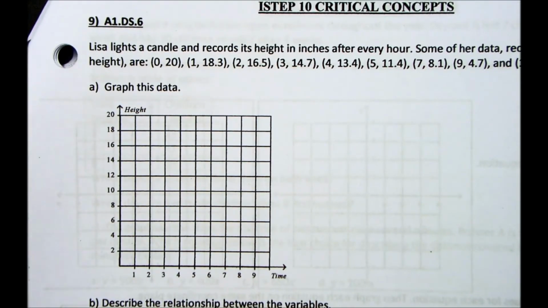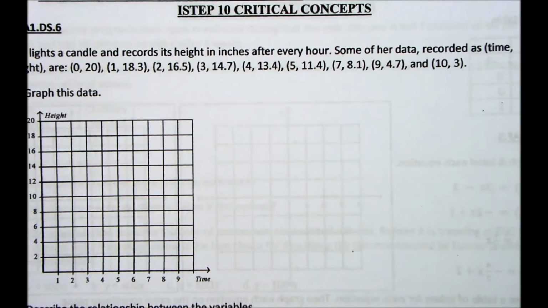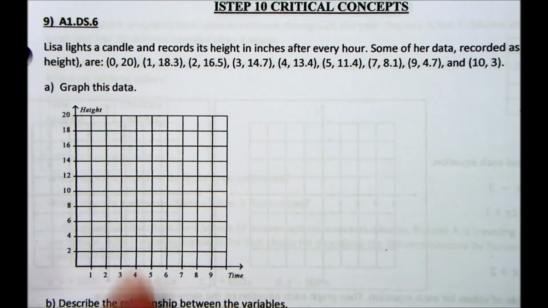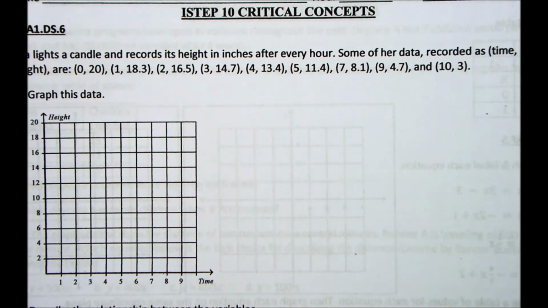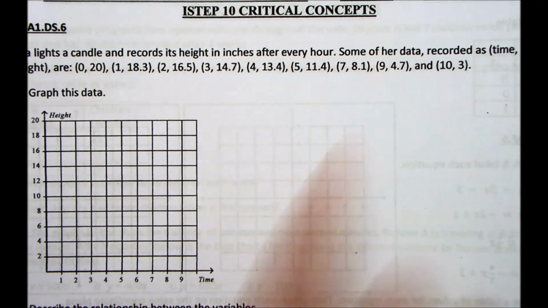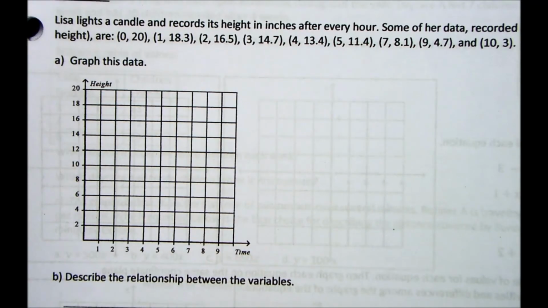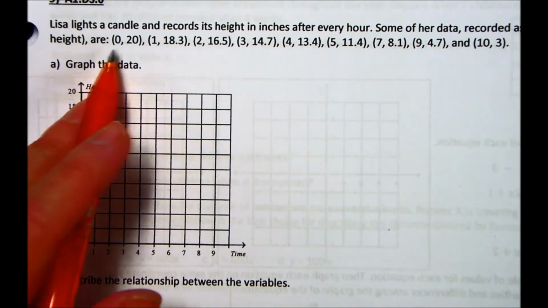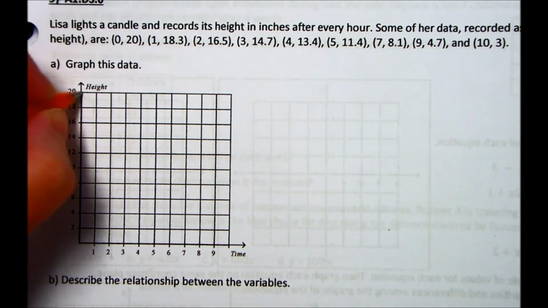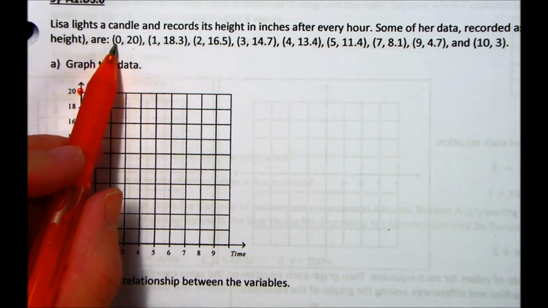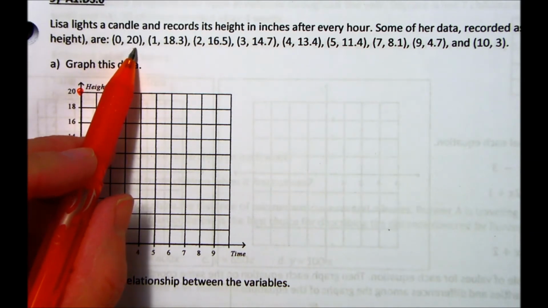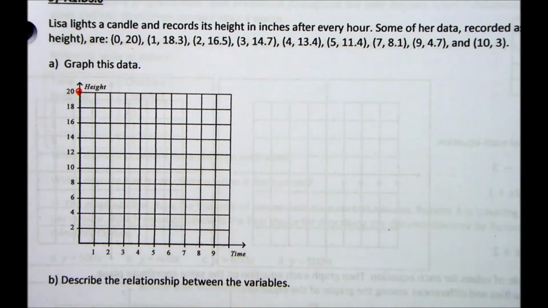So in this problem, Lisa lights a candle and records its height in inches after every hour. Some of her data recorded as time and then height are listed here. So the x coordinates are representing the time and the y coordinates are representing the height. So again, we would graph the data. So 0, 20, that's going to be our y-intercept, which basically probably tells us at zero time, the height of the candle is 20 inches, so it was probably a 20-inch candle.